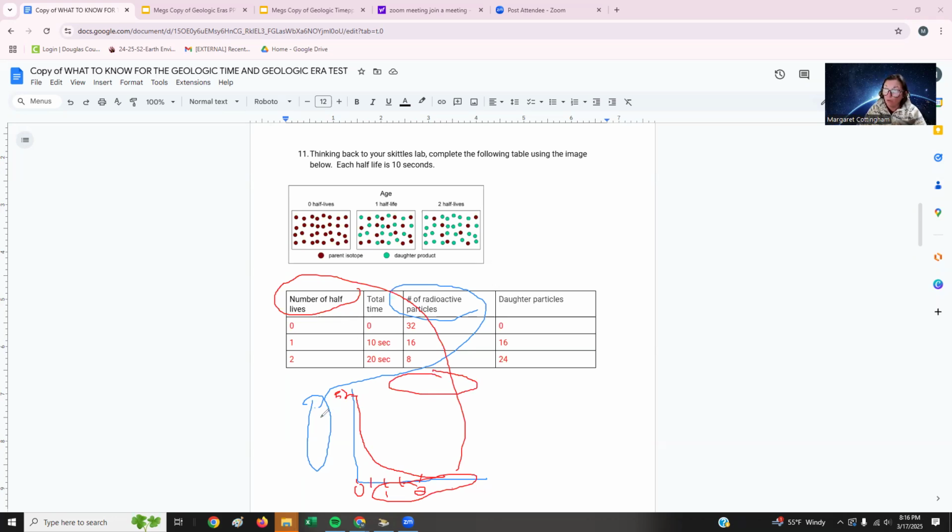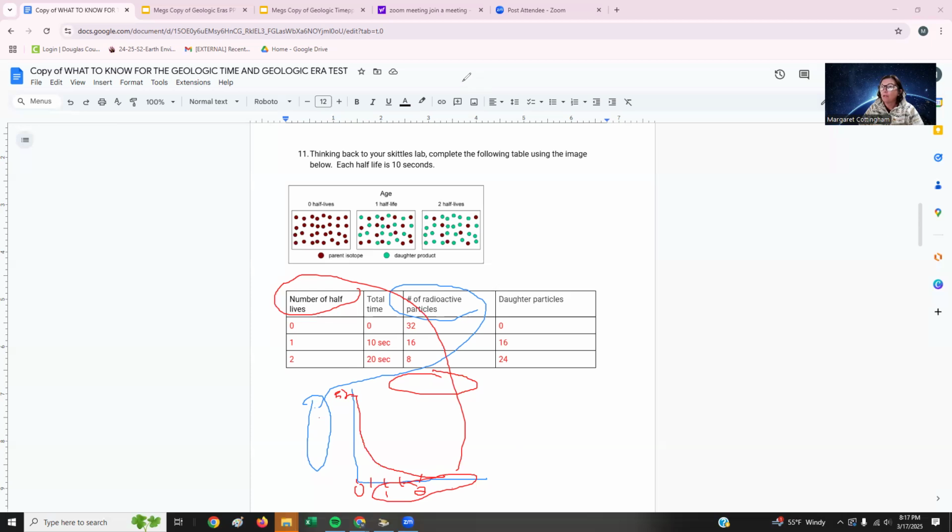You get a point for your labels on your axes. You're going to get the graph is drawn for you. You'll get a point for your graph itself and your title. So make sure you know how to do this. Look back at your Skittles lab and make sure you know how to do that, okay?